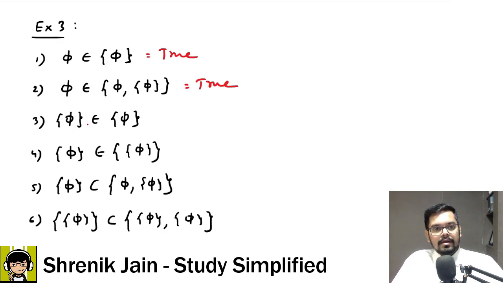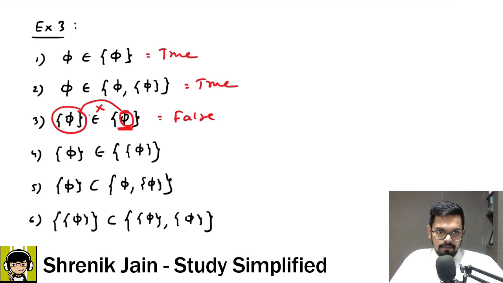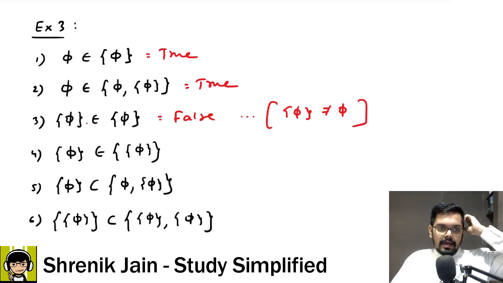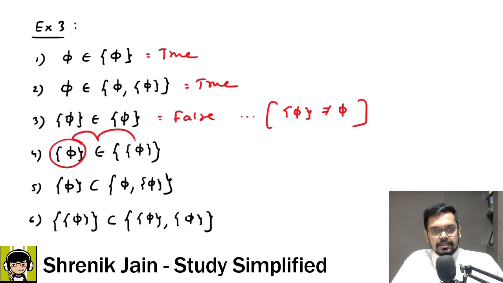What about this thing? This thing is not true. It seems like it is true, but it is not. Why? Because this is set phi and the element in this set is only phi. So set phi and phi are not the same, right? Therefore we are going to say that this element does not belong to this set. It is false. Set phi belongs to this set, definitely. Set phi is the element and this set also has set phi as the element, therefore it is true.